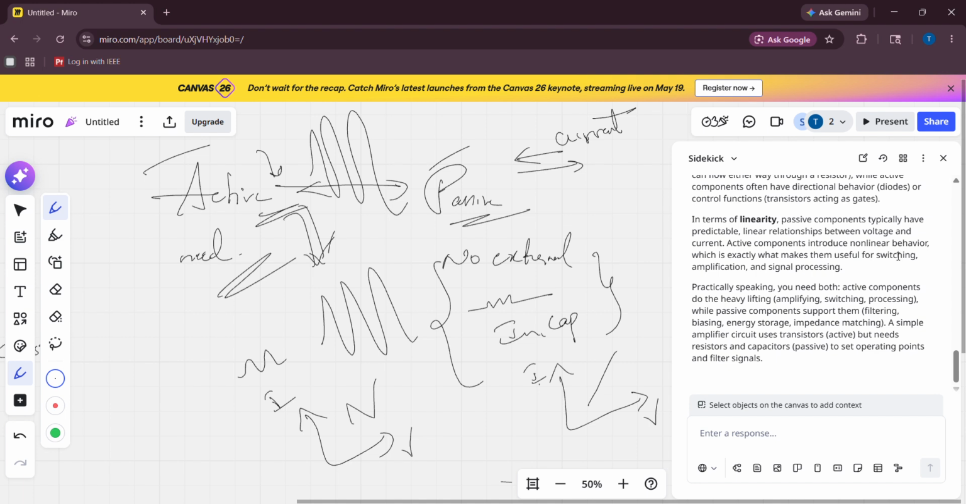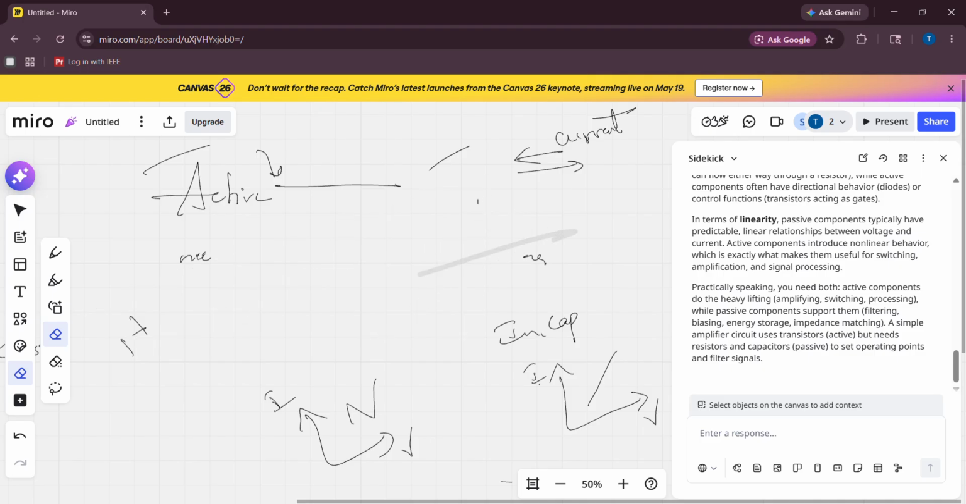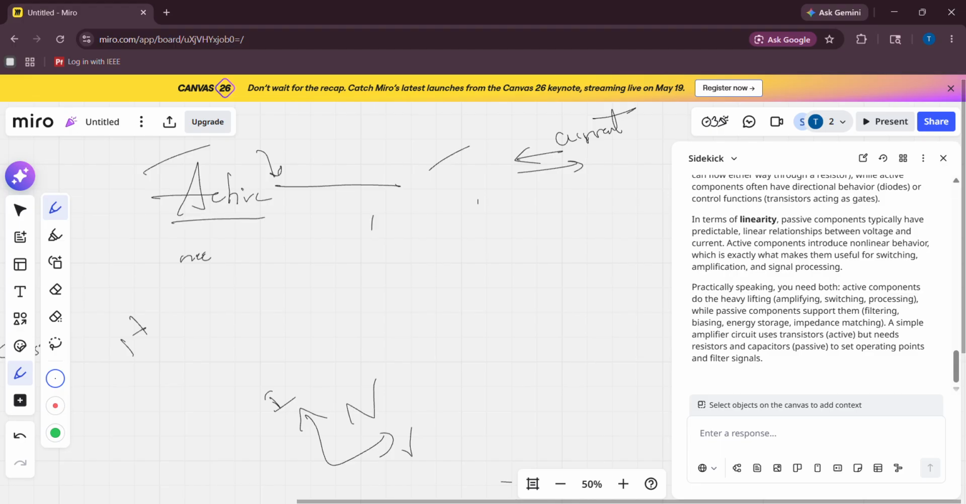A simple amplifier circuit has a transistor but needs resistors and capacitors to set operating points and filter signals. We can take any transistor, and it can amplify signals very largely without any limit. But what is the use? There is no use. We have to put some limit, because while increasing, it will also cause a little damage. So we have to control it.